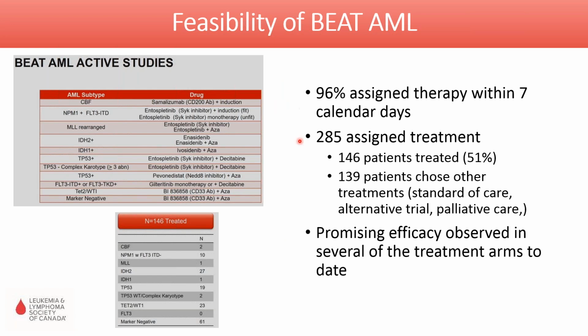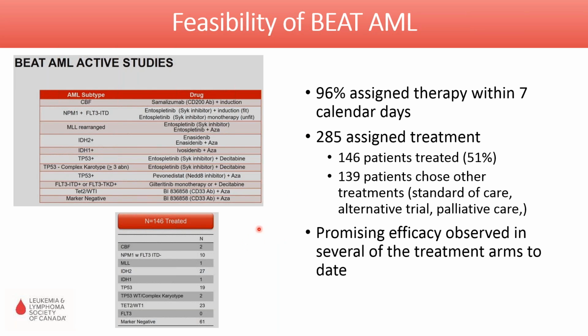For those in practice, when we send off these specialized tests, it generally takes many, many weeks to get these results. So through this clinical trial, they were able to do it in a fraction of the time. And 96% of those patients got their information within 7 days. Then based on that, if they had specific mutations, they were enrolled on specific trials that had different therapies available to them. So of these, 285 patients were assigned treatment.